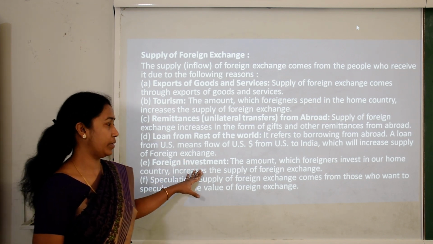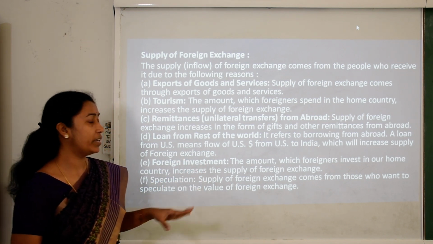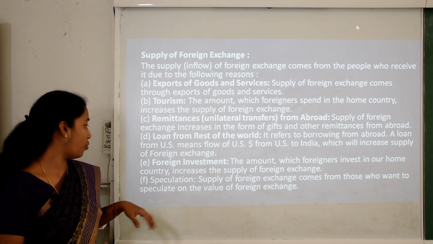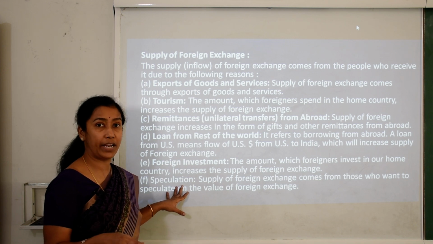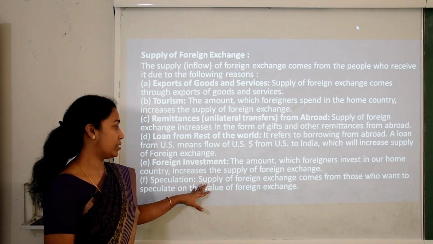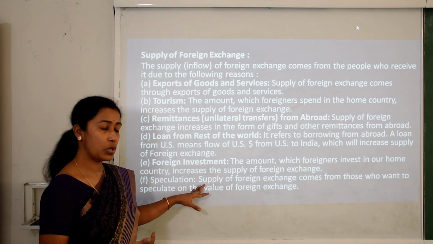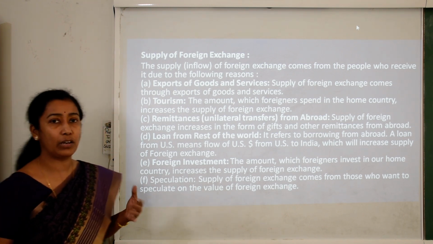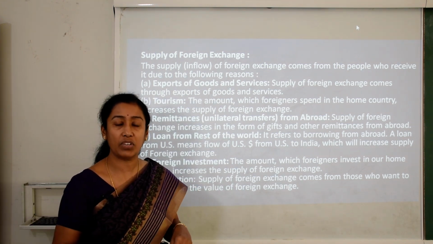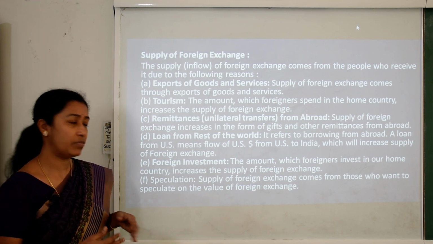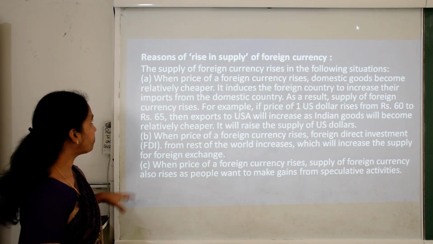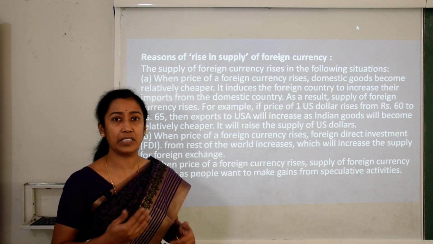Then foreign investment, that means the amount which foreigners invest in our home country increases the supply of foreign exchange. Or speculation activities. The other supply of foreign exchange comes from those who want to speculate on the value of foreign exchange, that is, foreigners who want to invest in India. Now what are the reasons for rise in supply?